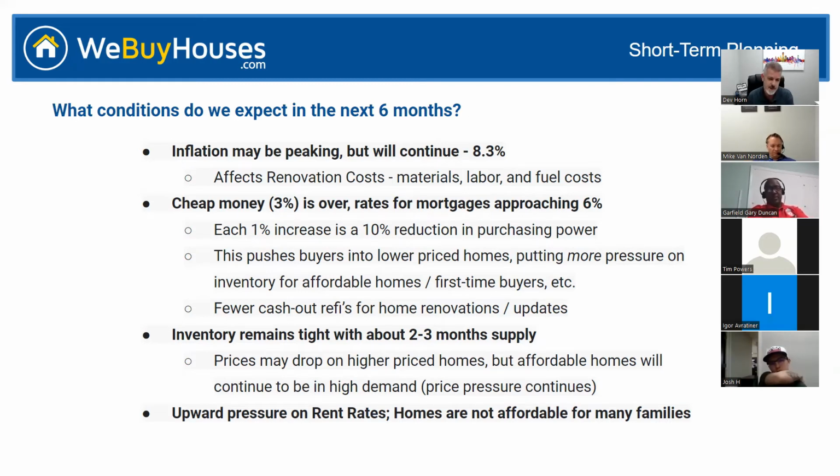Second point, cheap money, 3%, 2%, that's over for now. Mortgage rates are approaching 6%. If you have under a 720 credit score, you're probably already at 6%. One of the things we talked about was that this is significant, because if we just went from 3% to 6%, that's potentially a 20-30% reduction in the purchasing power of the homeowner. It pushes them into the lower price homes. We talked about that.